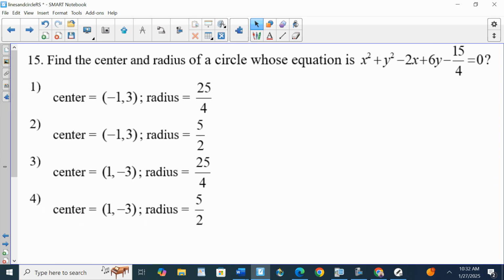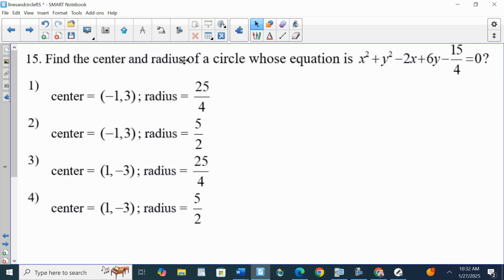So I'm going to do this in 2 different ways. I'm going to do it algebraically, and then I'm going to do it using the Conics app. You will have one where you can get full credit using the Conics app, and you'll have one where you can't get full credit using the Conics app. So let's do it by hand first using the completing the square method.